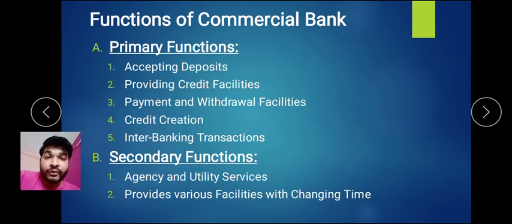Then there are a few functions which I already studied, the primary function and the secondary function. The primary function has been divided into 5 categories. First is accepting deposit, second is providing credit facilities, payment and withdrawal, credit creation, and interbanking transactions. Then comes the secondary one, that is agency and utility services, and the second point is providing various facilities with changing time. So let's quickly go with accepting deposit.